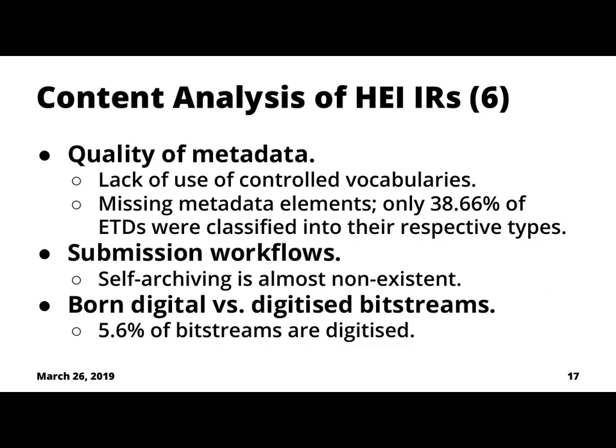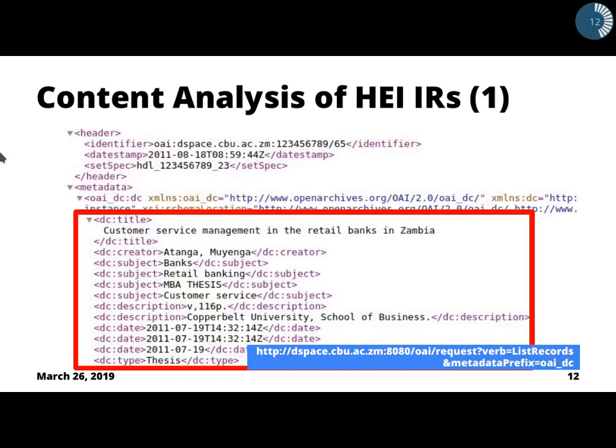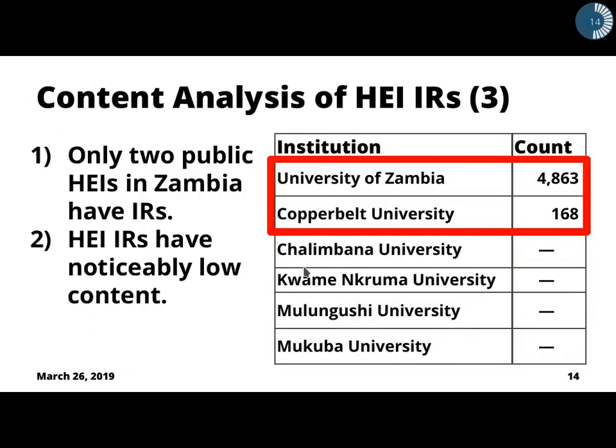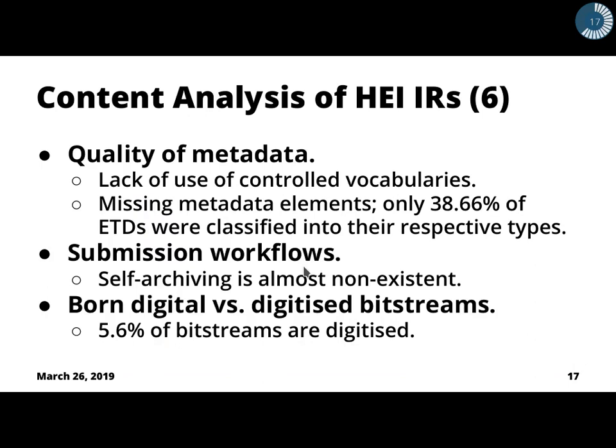Not only that, for certain important metadata tags like the type, you see those aggregate services that we looked at, like oatd.org, they depend on that type tag to classify whether the content is a thesis or a dissertation. If you don't correctly classify those things, they will not harvest all your ETDs. As a result, people will think that you're not being productive, and in actual fact, you're just not being careful when it comes to tagging this content, right? Obviously, this is a well-known fact here.